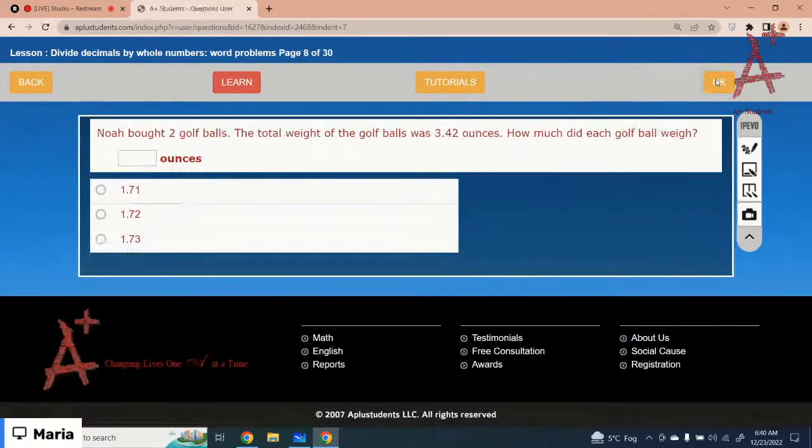Okay, Noah bought 2 golf balls. The total weight of the golf balls was 3.42 ounces. How much did each golf ball weigh? So which of the options is the correct one? You have to divide 3.42 by 2. So the correct option is, yes, it is 1.71. Got it? Just select the correct option and click on the OK button.